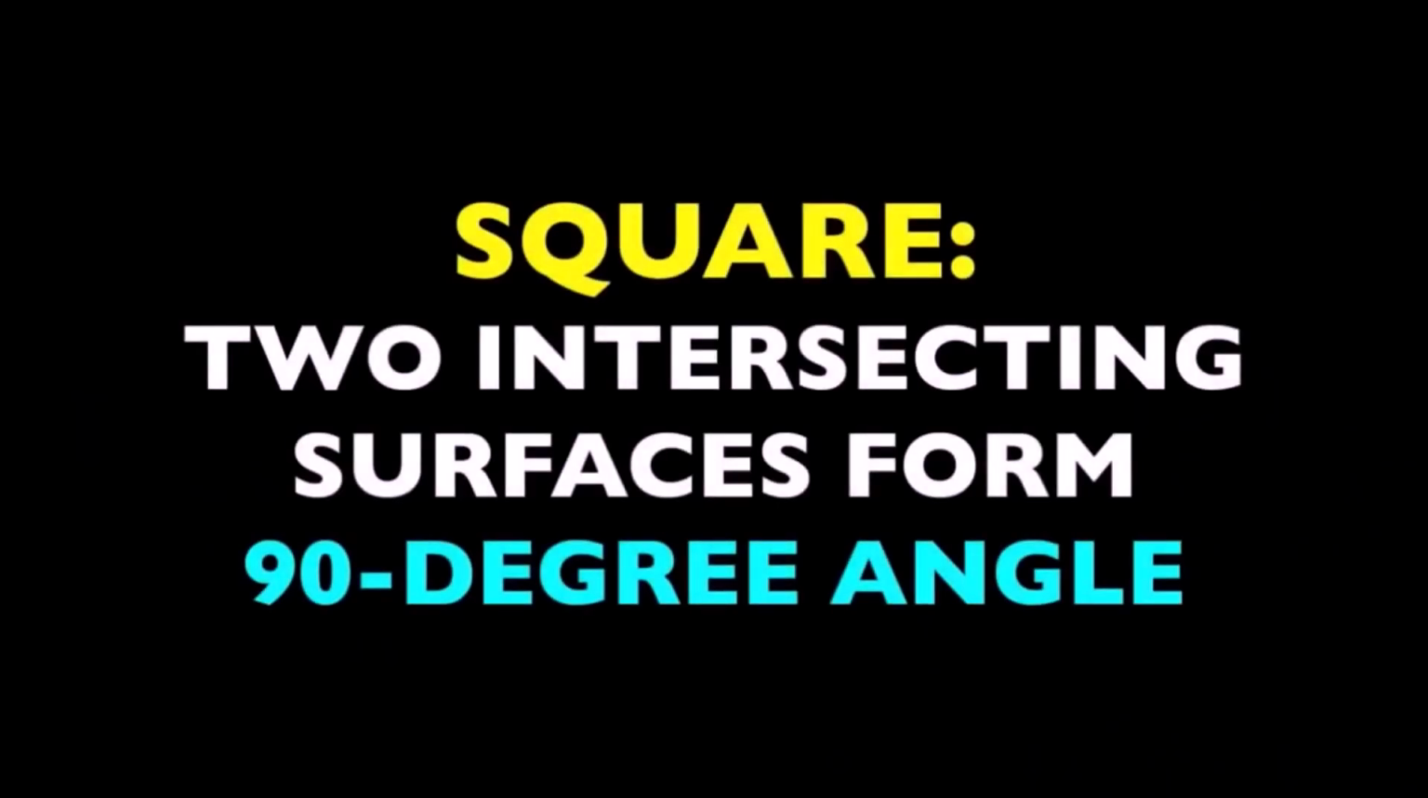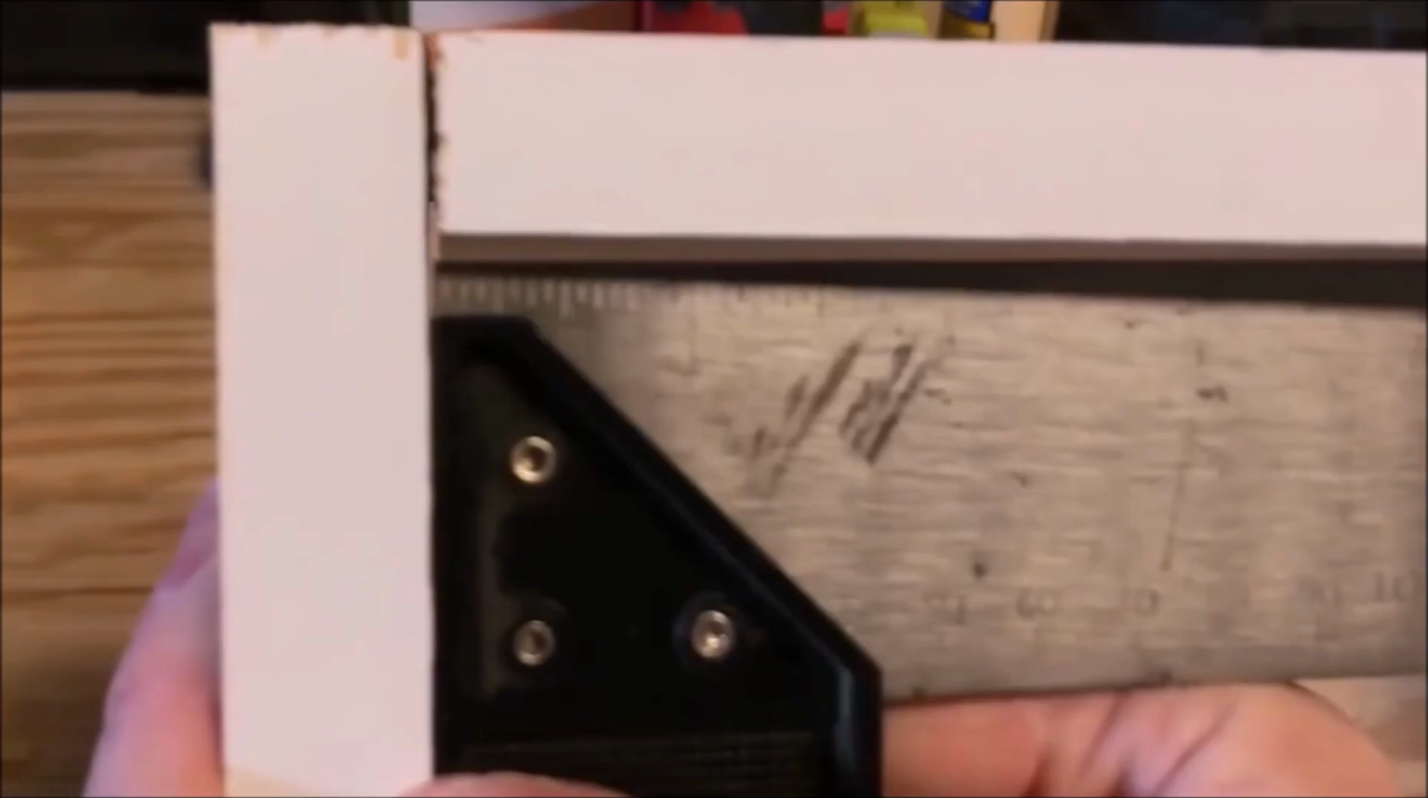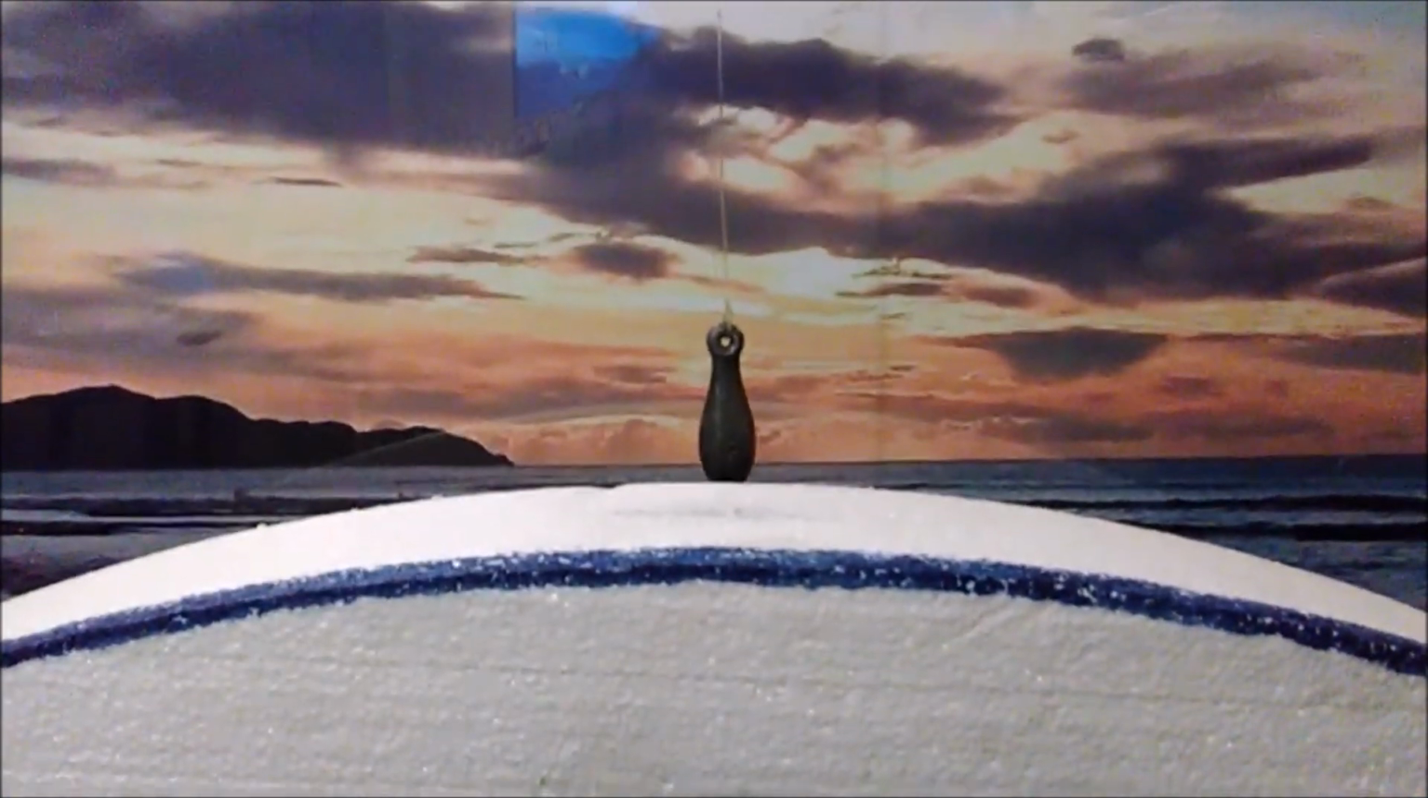And next, sort of combining the two, we come to square. Square refers to two intersecting surfaces that form a 90-degree angle. This is just your common right angle. Visible gaps prove that structures are out of square, which just screws things up in carpentry. We correct this before continuing to build.